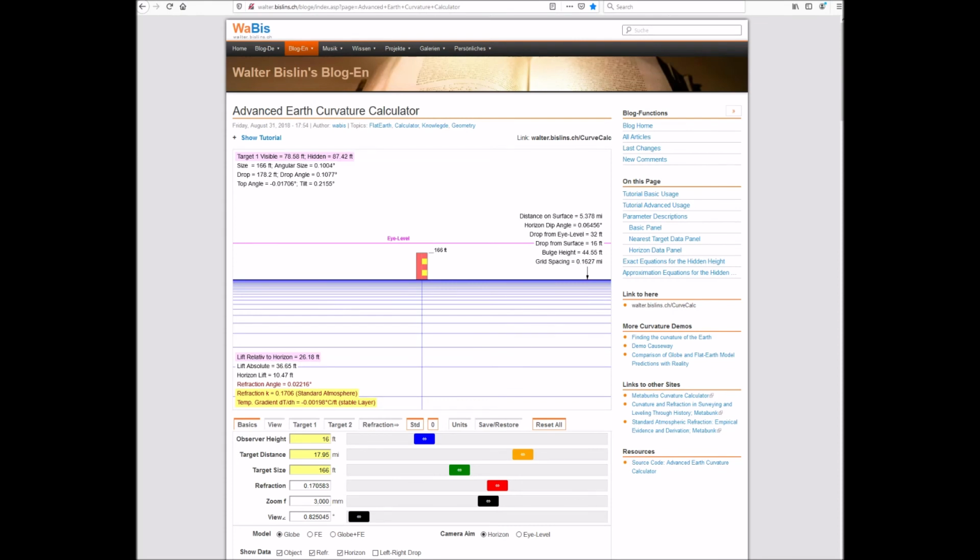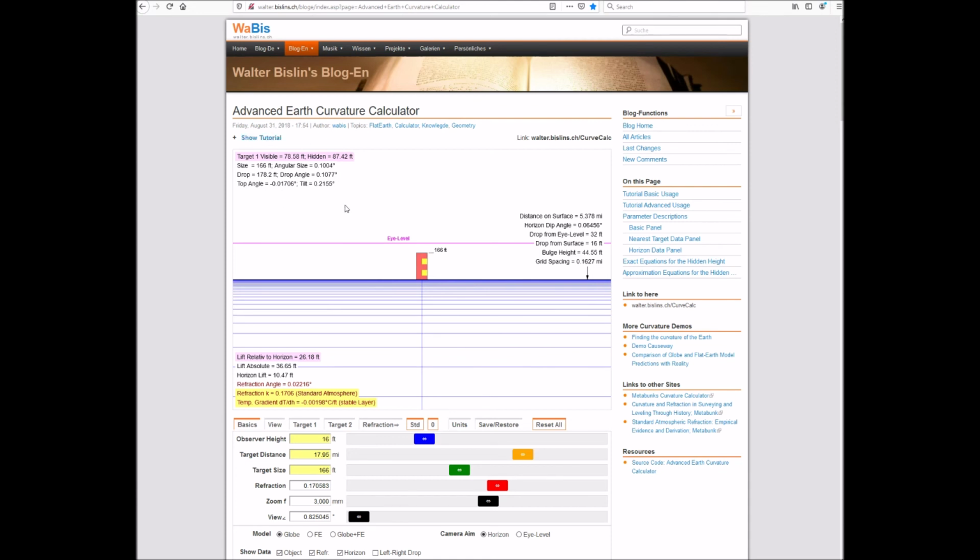Let's analyze what we see with the Bislin curve calculator using that distance. With data input for the tower and observer height, assuming standard refraction, we have 87.42 feet hidden.